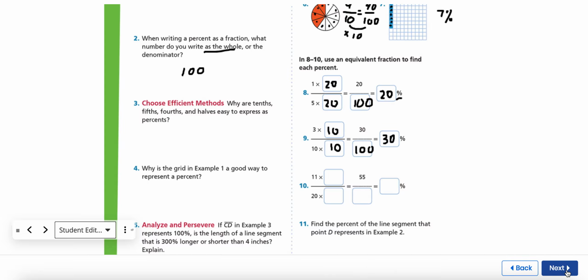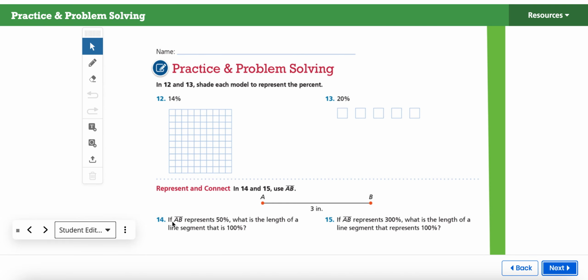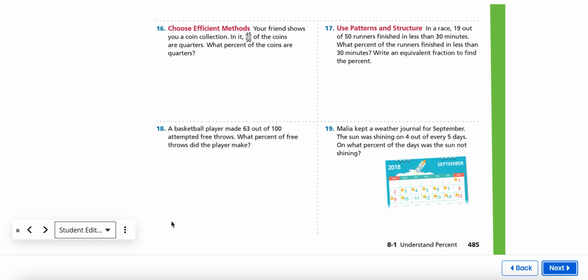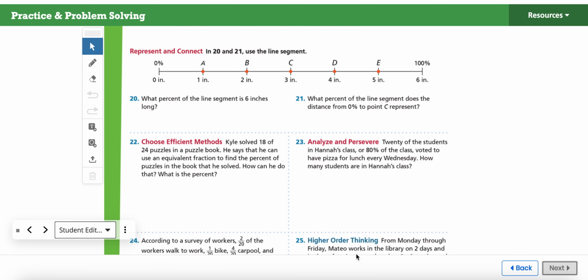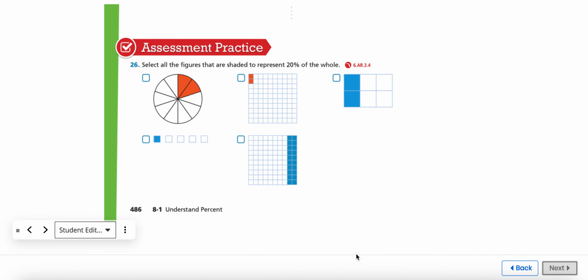Let's go to the next page. Okay, so here you are going to practice. You are going to complete this page, all of these questions on page 485, and you are going to complete all the questions on page 486.